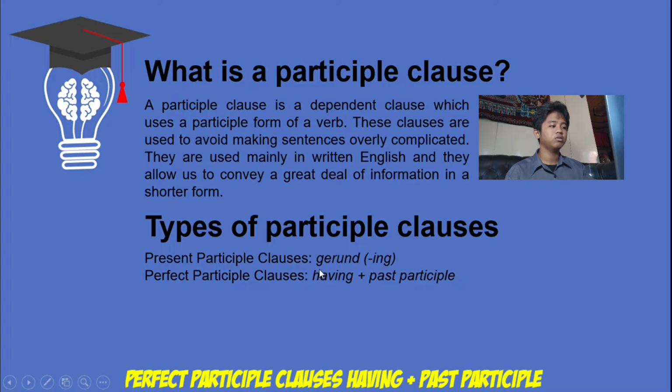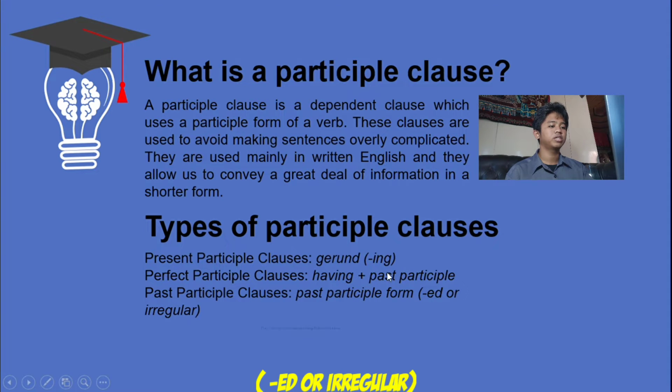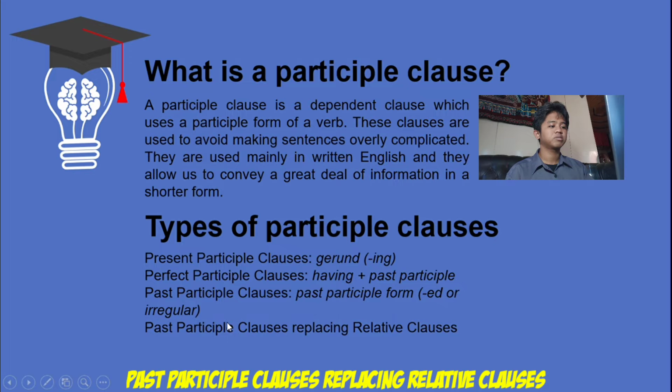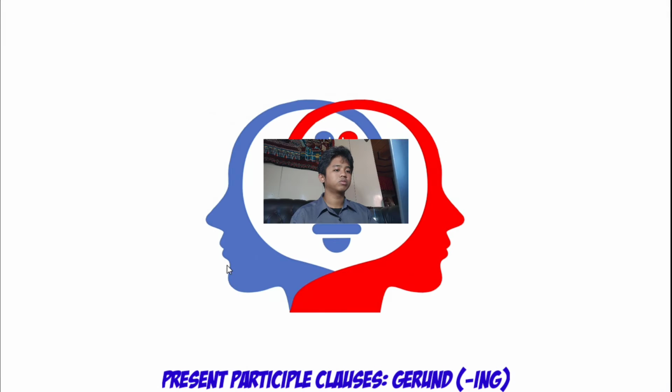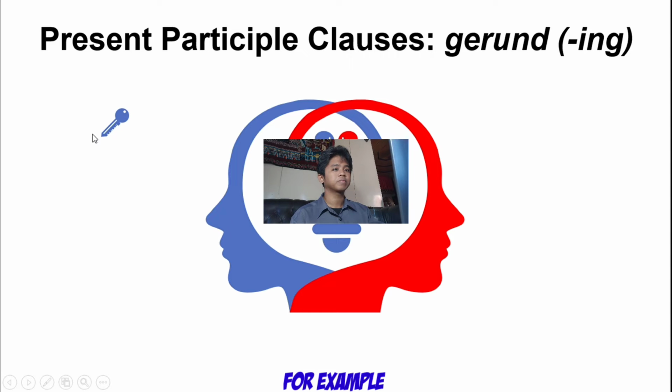Types of participle clause: present participle clause, gerund -ing. Perfect participle clause, having plus past participle. Past participle clause, past participle form, regular or irregular. Past participle clause replacing a relative clause.